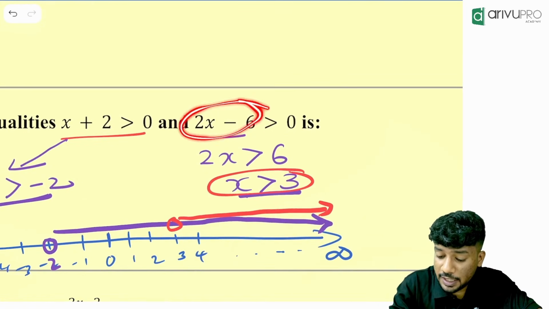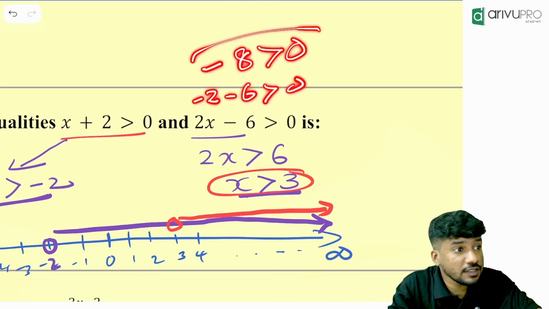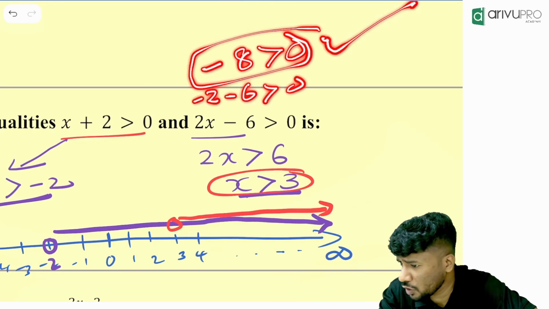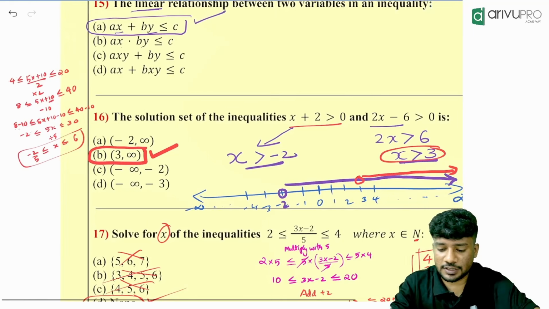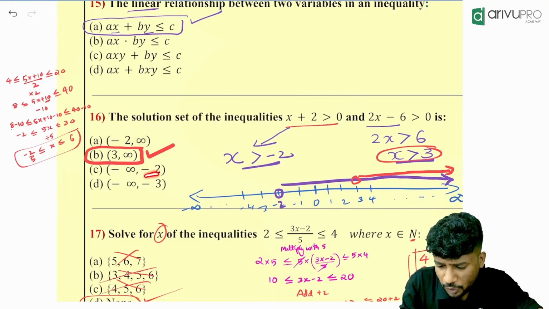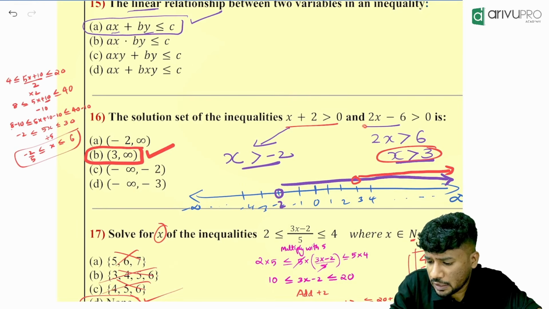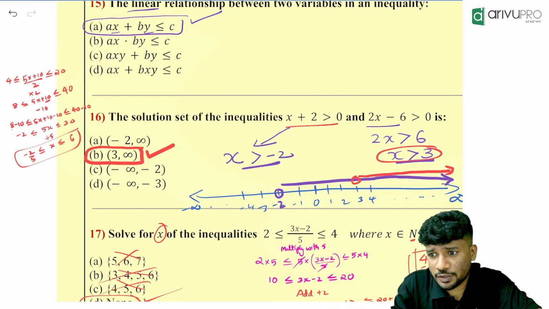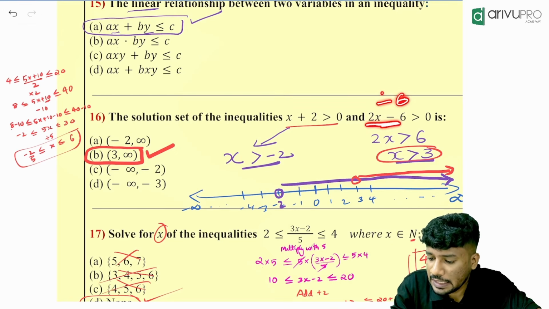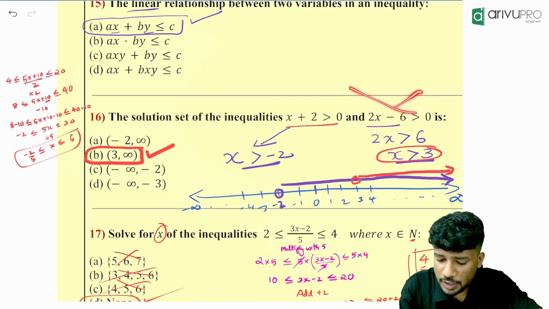Then substitute in the second equation. That is 2 into minus 1 will become minus 2, minus 6 greater than 0. That is minus 8 greater than 0. Is minus 8 greater than 0? No. That means the second one is not satisfied. If you put minus 2 over here, it will become 0 greater than 0. Then see, 0 is equal to 0. Then put it over here, it will be minus 10 greater than 0. Is minus 10 greater than 0? No. That means this option is wrong.